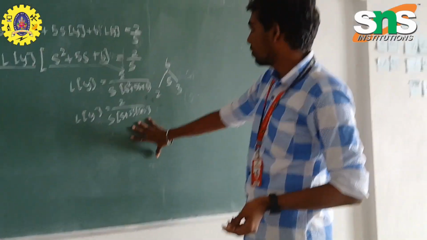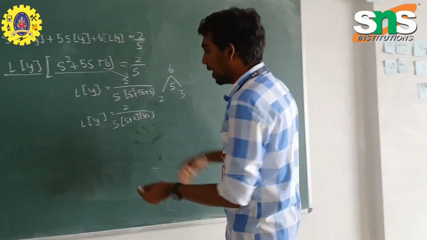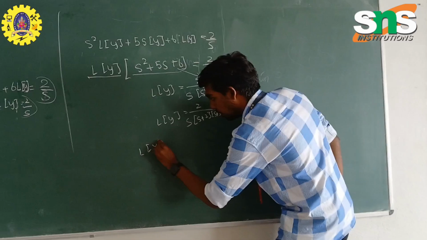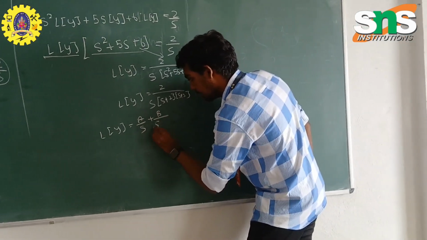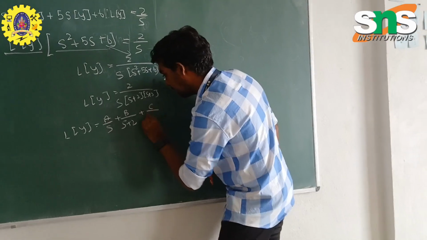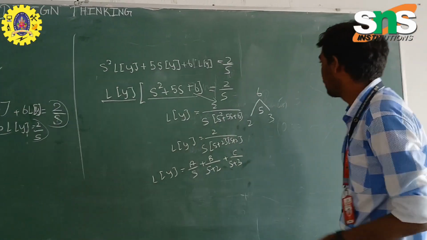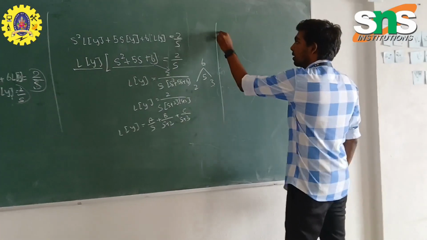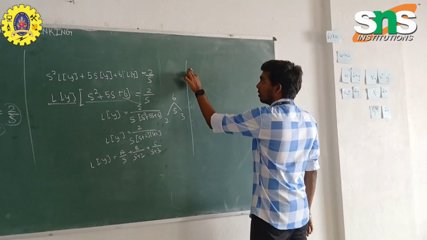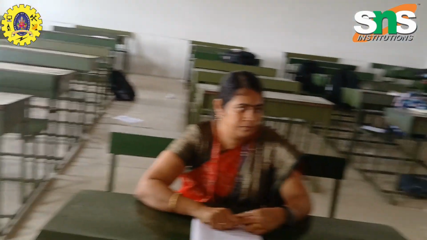Right. It actually looks like a partial fraction method. So taking partial fractions, L of y is equal to A by s plus B by s plus 2 plus C by s plus 3. Okay, let the others tell the answer. What is the answer for A? Actually, the A value is 1 by 3. Okay, using partial fractions, we can find the values of A, B and C. So the value of A is 1 by 3.